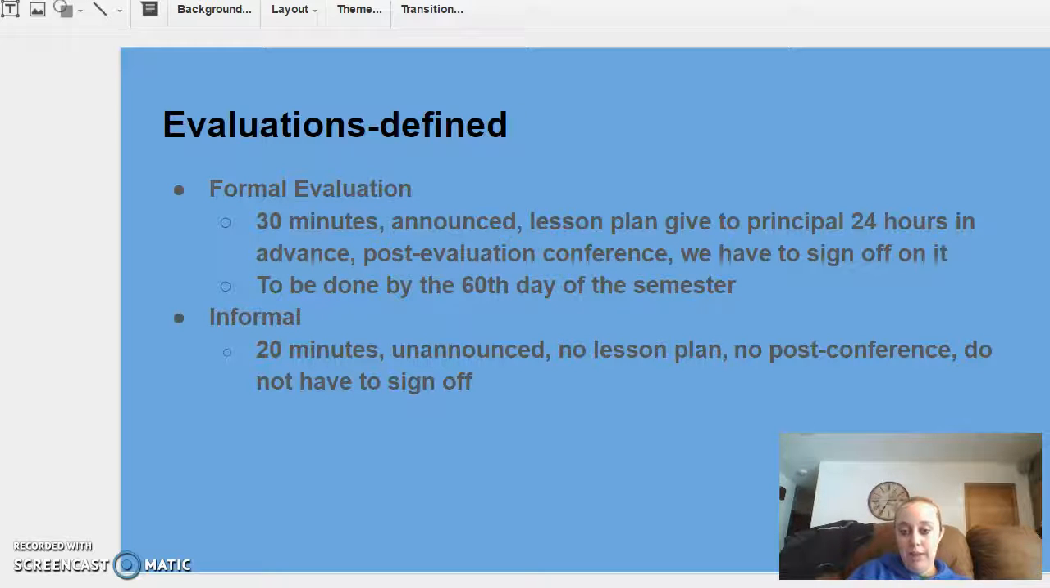The informal evaluation is 20 minutes long. It is unannounced. There's no lesson plan, no post-conference, and you don't have to sign off. The principal will just come in, watch for 20 minutes, and then leave.